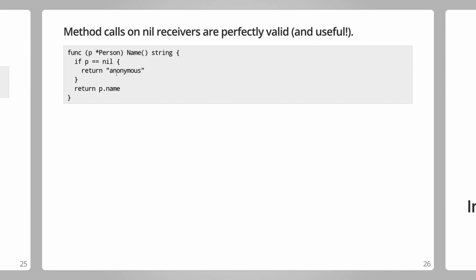And this is a minor point, but this person pointer can actually be a nil value. So we can use that if we didn't initialize the person, or we're using the 0 value, which is nil, then the person name would not be initialized. And so in this case, we can check if the person type has not been initialized using this check, and return anonymous in this case.